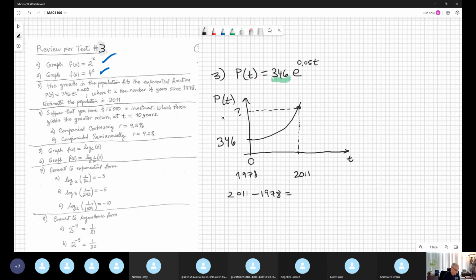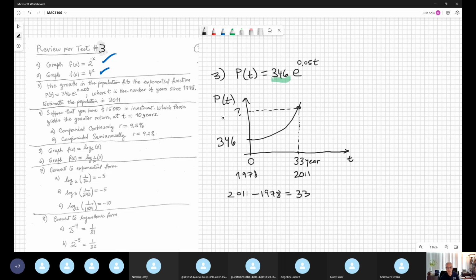2011 minus 1978. Boom, it's 33 years. Actually, you suppose that this is year 0 and this is 33 years after, and we're just plugging in 33 as the t value.